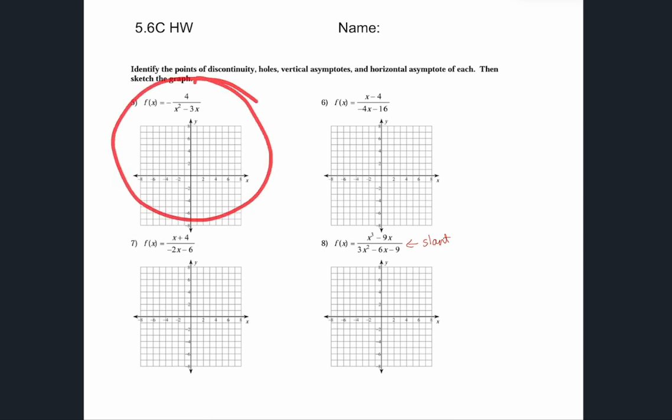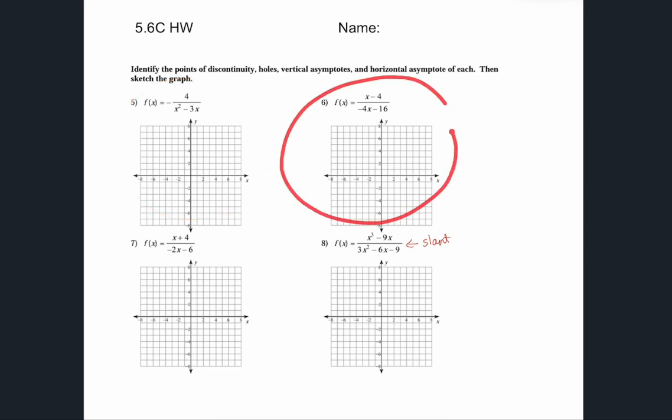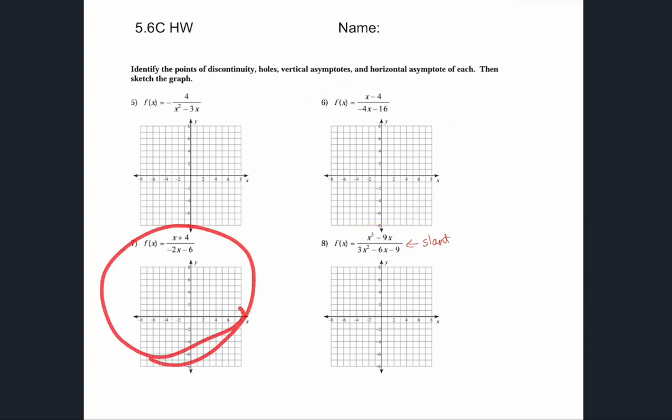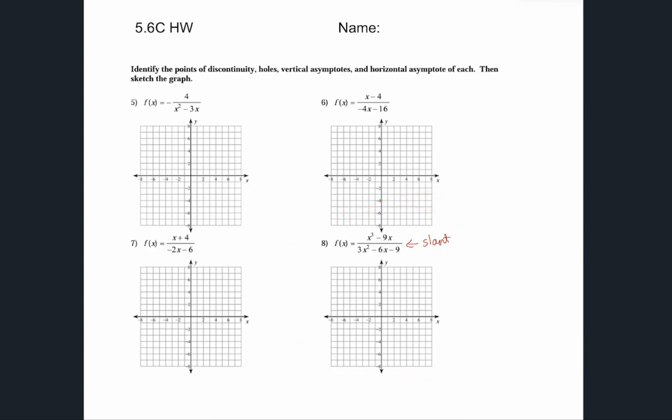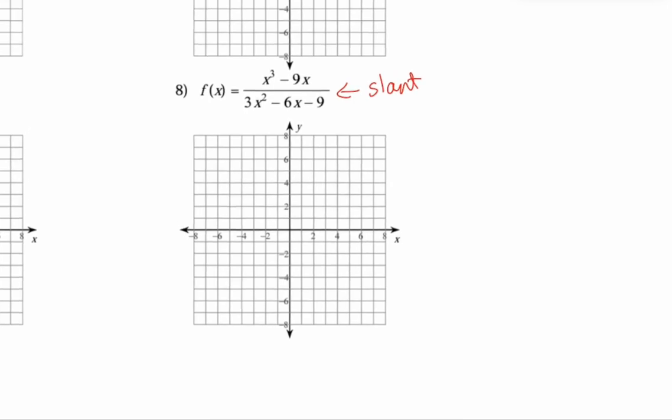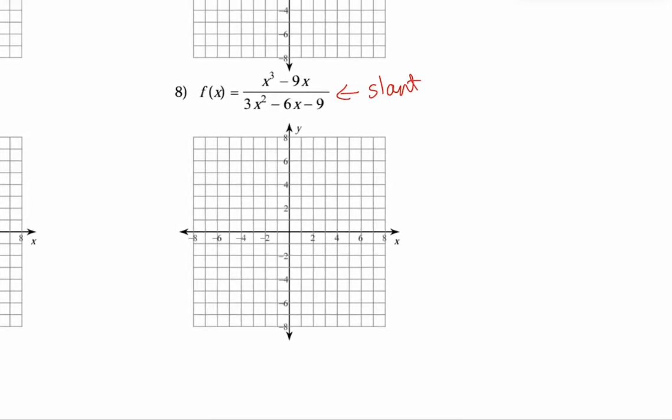Okay, so this one's 0. This one is y equals negative 1/4. This is y equals negative 1/2. And then this is the only one with a slant. You're welcome. Okay, so let's do number 8. We'll go through the steps required to do number 8.